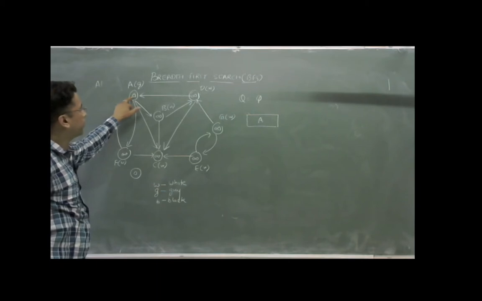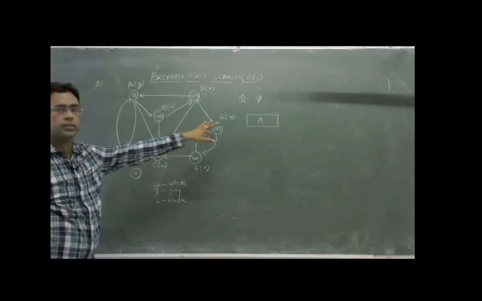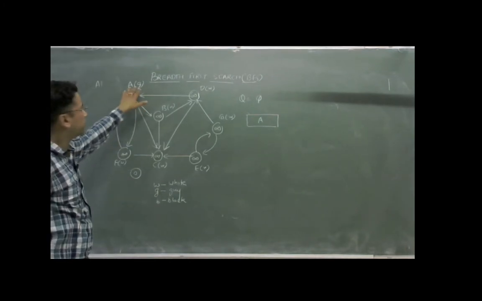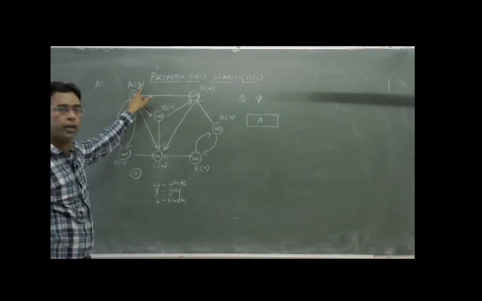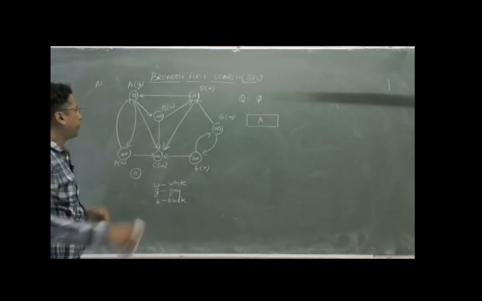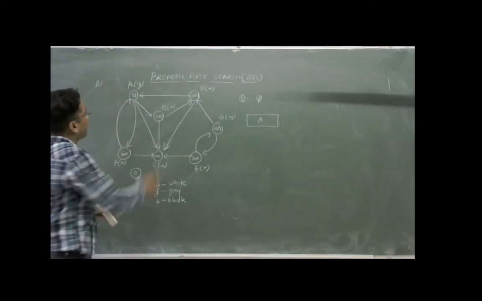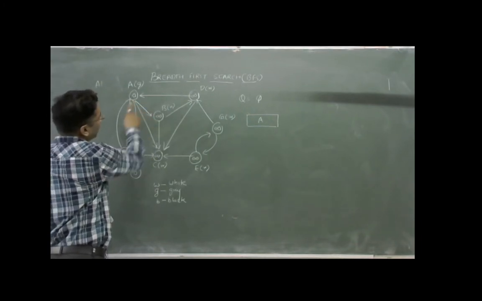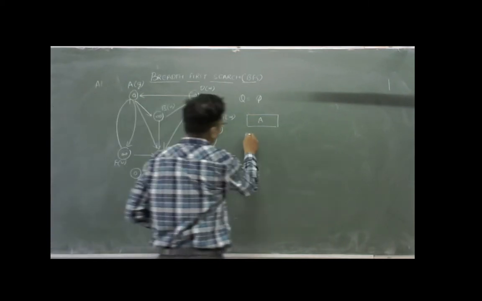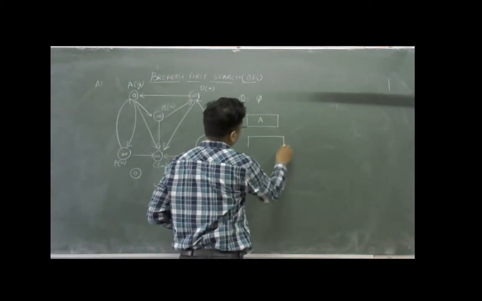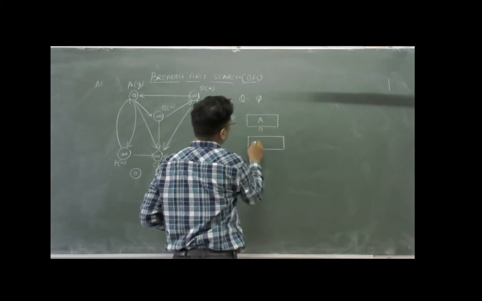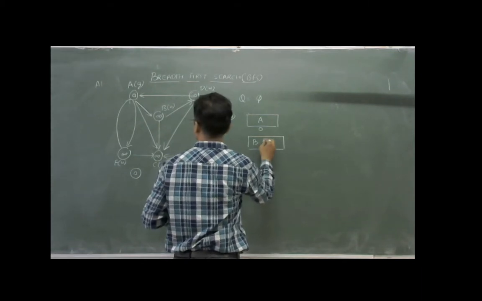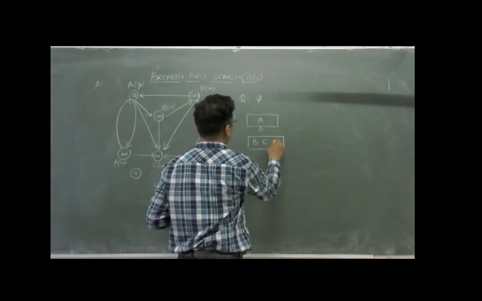Now, since in the queue there is a single element, I shall discover what elements are adjacent to A. Since this vertex is being processed, the color of the source vertex is gray. After that, the adjacent vertices of A are B, F, and C. Through A, I can reach B, C, and F.